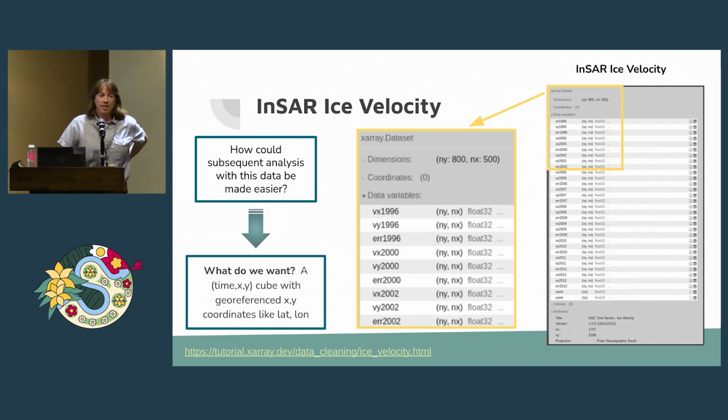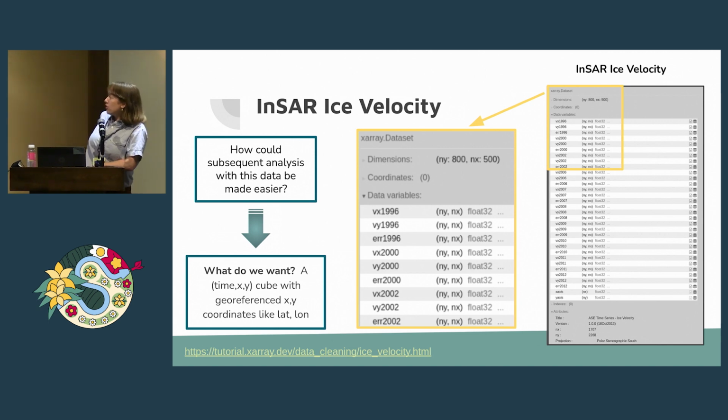So this first dataset that we're going to look at is a dataset of InSAR ice velocity over Antarctica. And remembering that guiding question of how could the analysis be made easier, we'll clarify that a little bit to think about what we want, which is an XY time cube with georeferenced X and Y coordinates. But now looking at what we have, so on the right here is the full dataset, and it's just a lot of variables. So this is a zoom in of the important things in the center here.